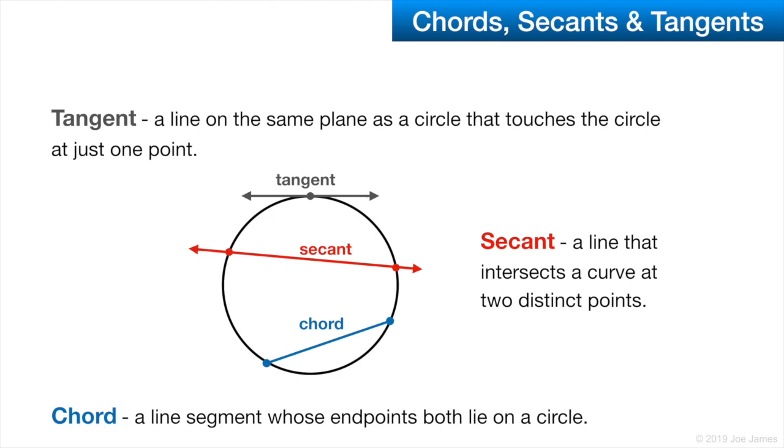This is an important slide because we're going to be talking about tangents, secants, and chords for the rest of this presentation. So a tangent is a line on the same plane as a circle that touches the circle at just one point. So it intersects a circle at a single point. A secant is a line that intersects a curve or a circle at two distinct points. And you can see a secant is intersecting or passing through this circle at two different points. And a chord is basically the same thing as a secant, but it's not a line, it's just a segment. So it has endpoints on the circle.